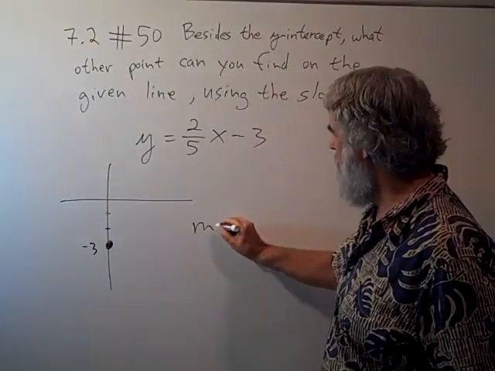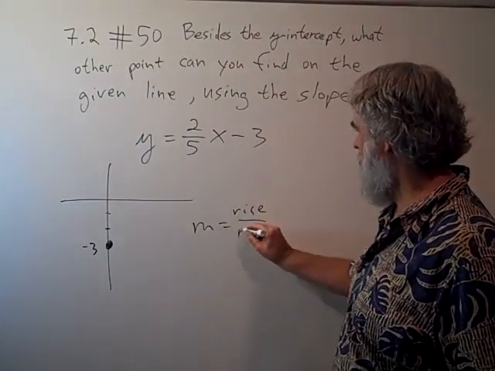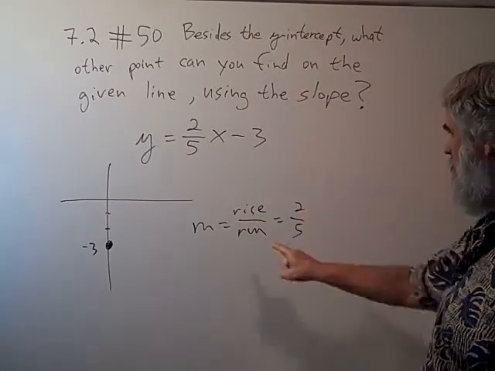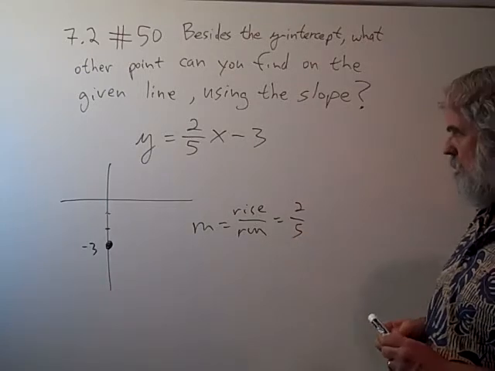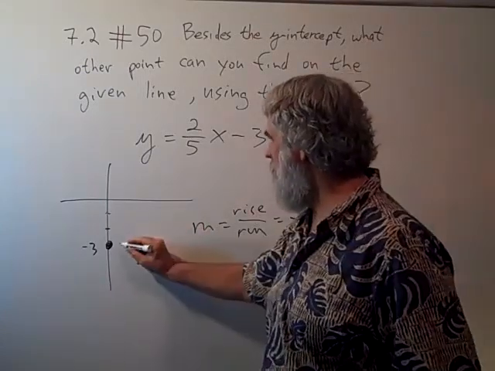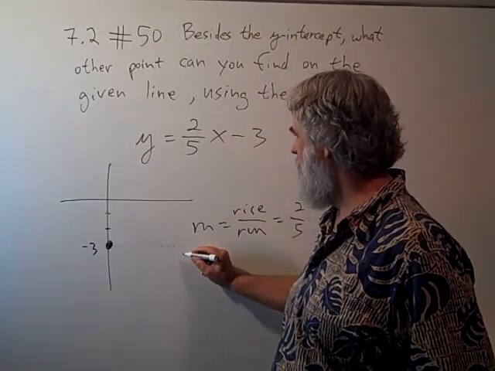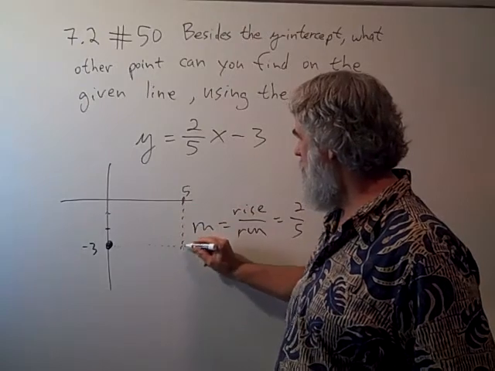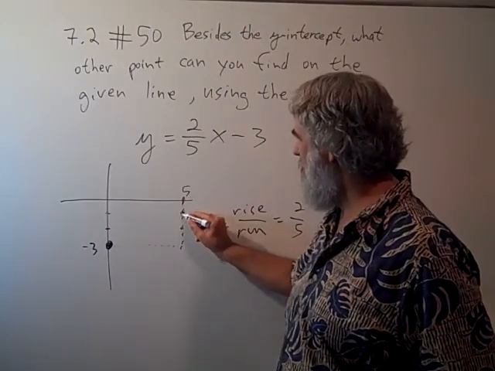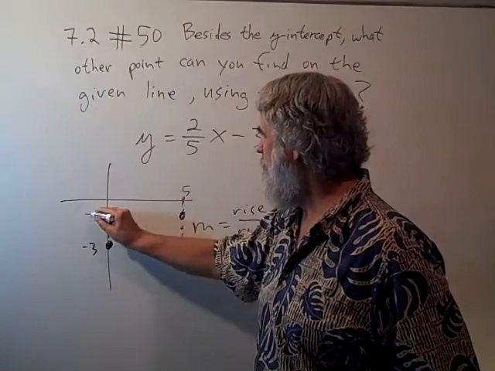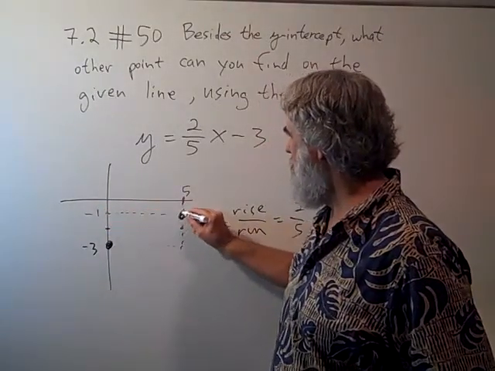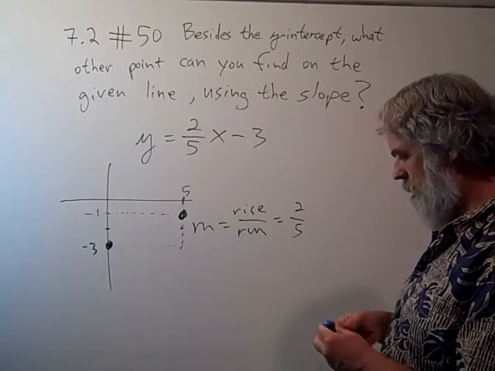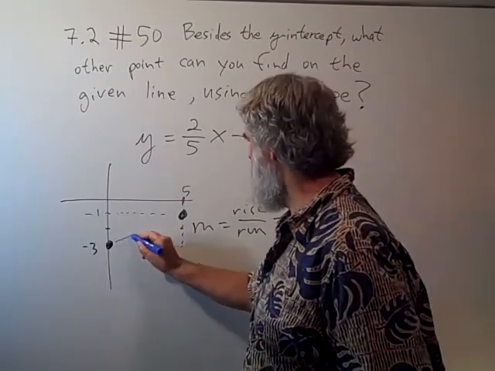Then the slope, which is the rise divided by the run, is equal to 2 divided by 5. So when the run is 5, the rise is 2. So if I go over a distance 5, let's say that this is a distance 5, then I have to go up 1, 2 to get back to the line. So here's the second point on the line. And so the line goes through these 2 points.